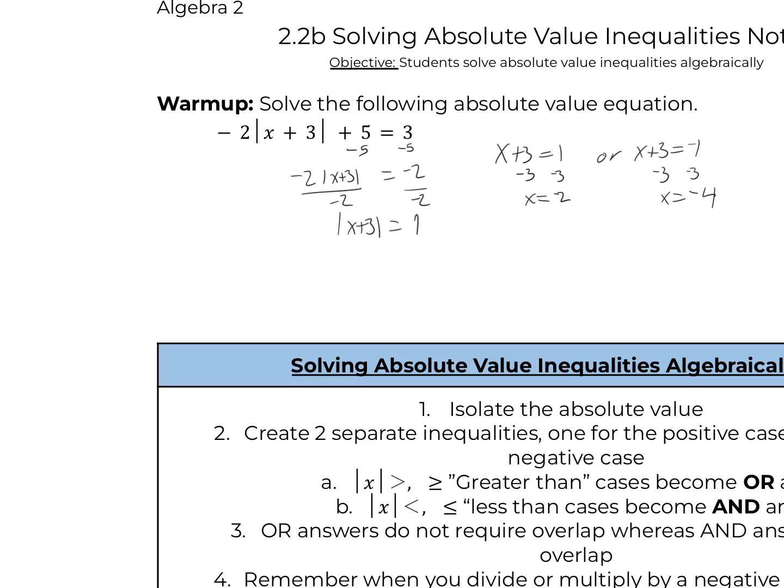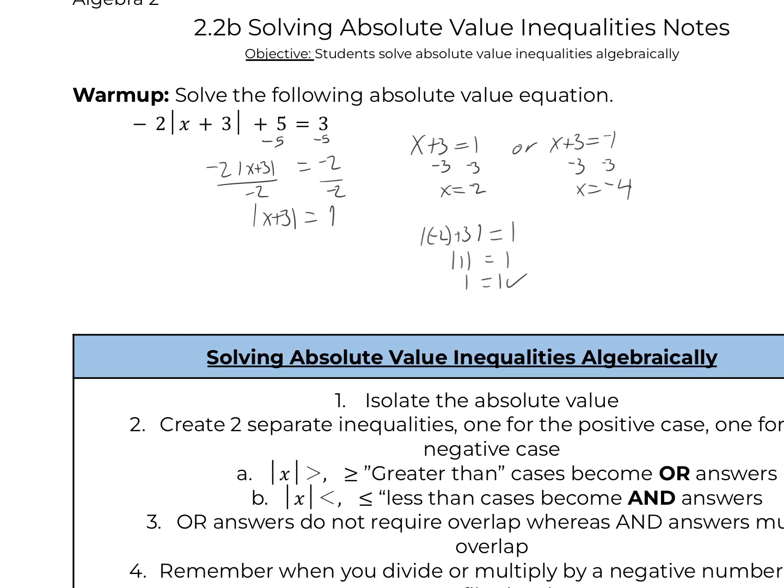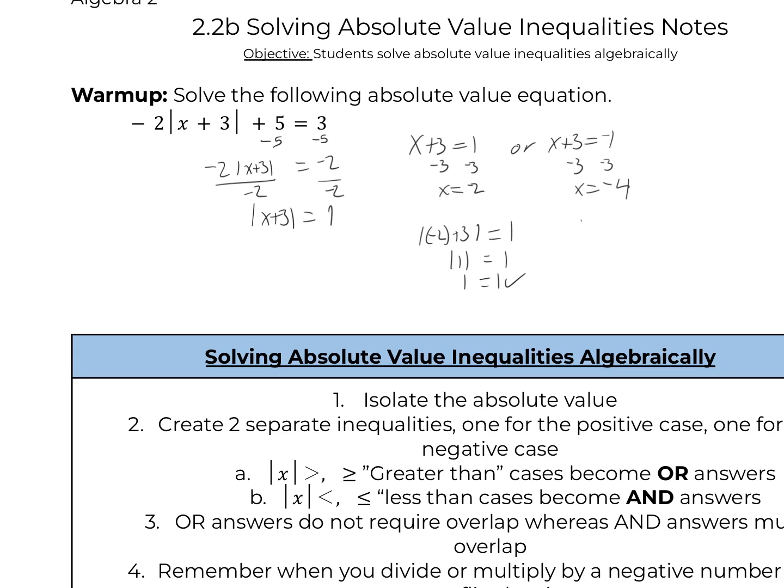So, let's see here. We've got to check our answers. So we're going to check each one, negative 2 and negative 4. So absolute value of negative 2 plus 3 equals 1. Okay, well, negative 2 plus 3 is 1, and the absolute value of 1 is 1. So that checks out.